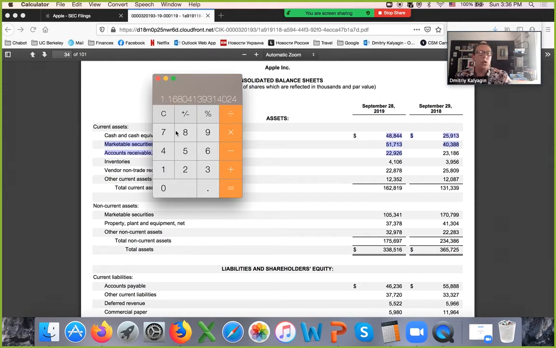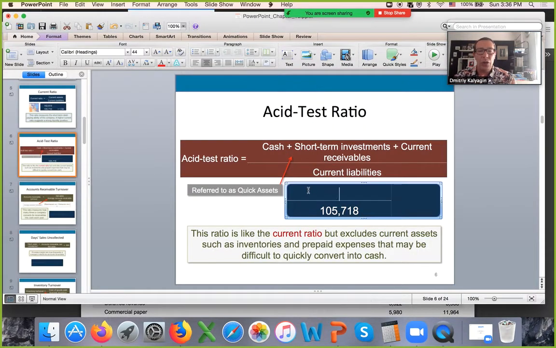1.17, 1.2. So if this ratio is above 1, it means the business has more quick assets than current liabilities, so they have enough liquidity to meet their short-term obligations. So I'm going to just enter here.